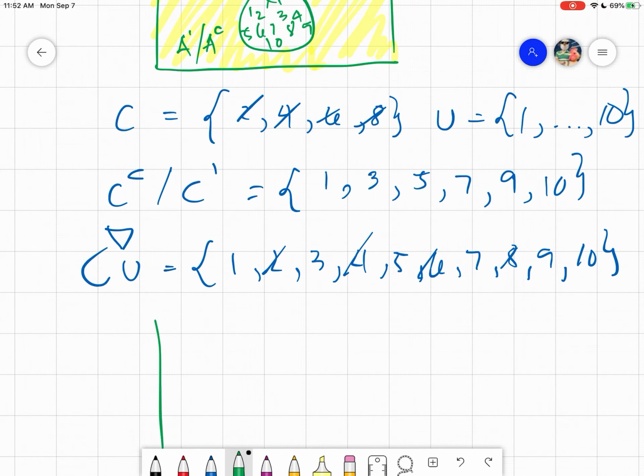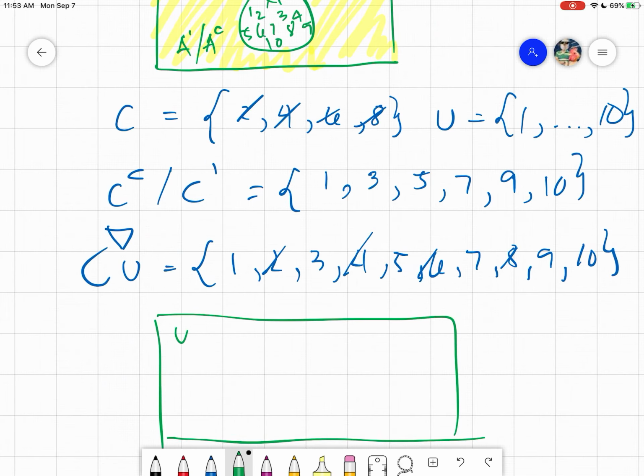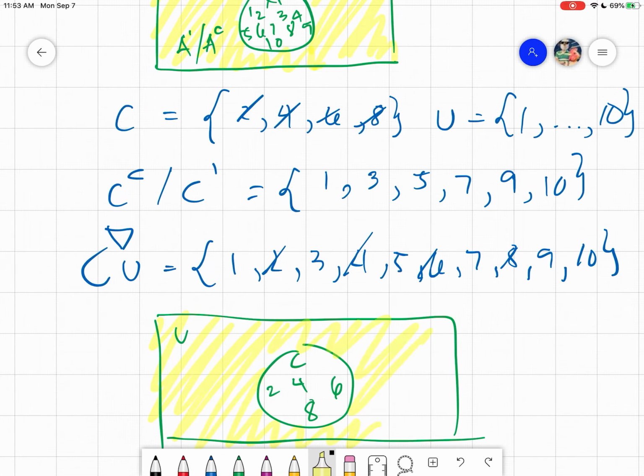Yung ating complement. And again, if we will be writing this in our Venn diagram, ito yung universal set. Ito si set C, at ang elements ni set C ay 2, 4, 6, and 8. You will take everything except for set C. Everything lahat. And this is your C complement or C prime. Okay? And that would be yung ating complement.